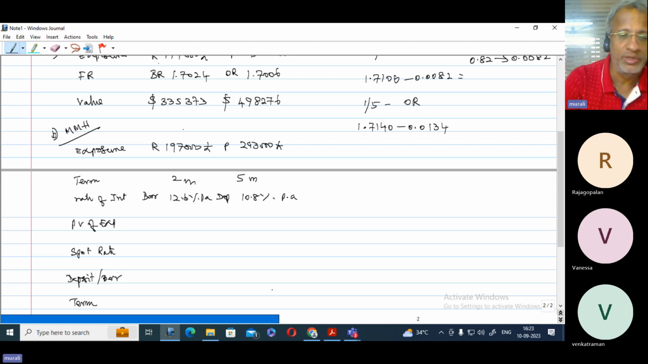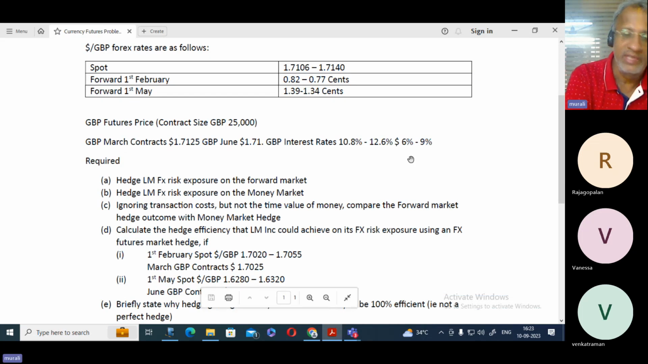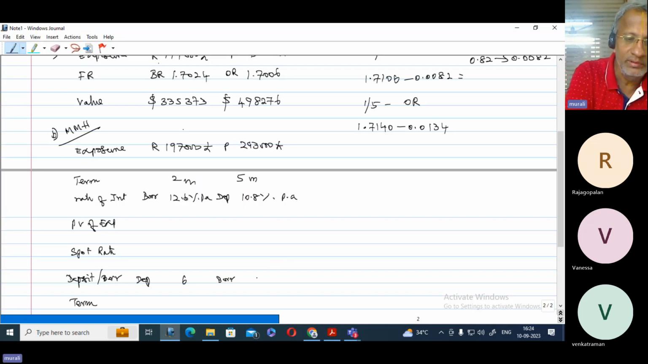So present value of exposure. And the opposite is what we are expected to do. Here, in this case, deposit, and there, in this case, borrowing in US dollar. So 6 and 9 percent, right? So present value of exposure, let us just do that operation. 0.126 divided by 12 into 2. Memory plus 1 also memory. 197,000 divided by this number comes to 192,948.